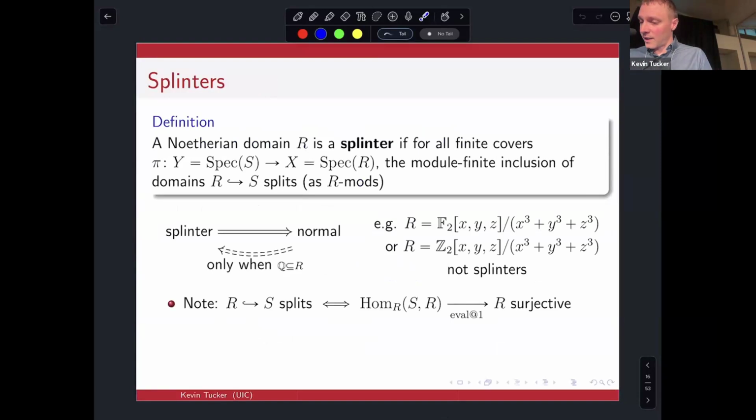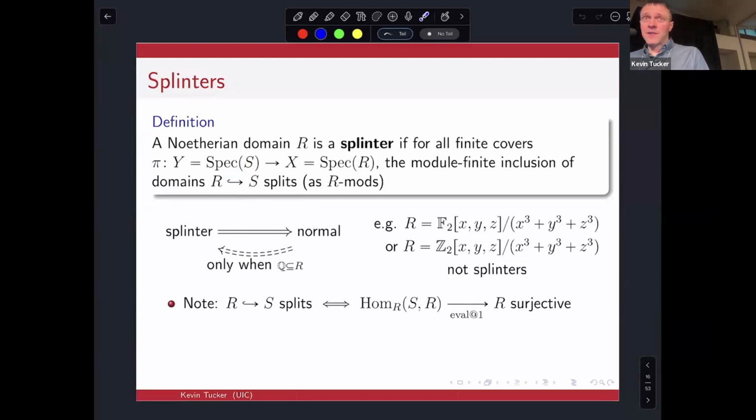A splinter ring is a ring so that when you take any finite cover, which corresponds to a module-finite extension, say R inside of S, say of domains, that thing splits. Again, in the same sense that we had splittings for F-purity or F-splittings. So I'm asking that there's an R-linear map from S back to R that splits that inclusion, okay?